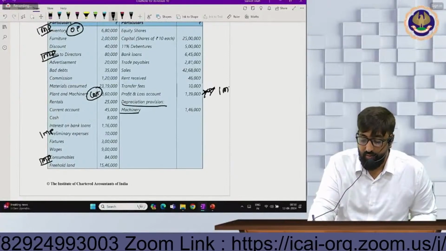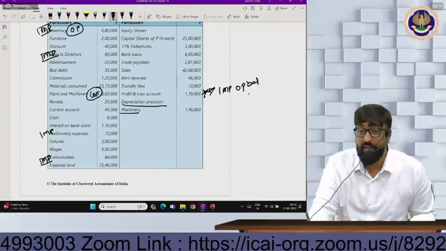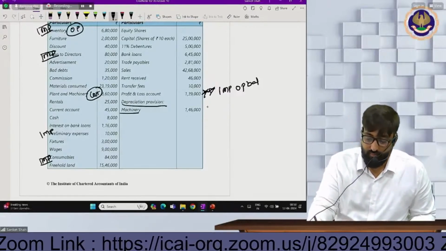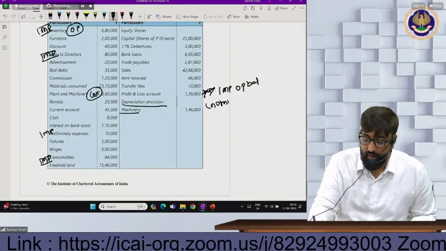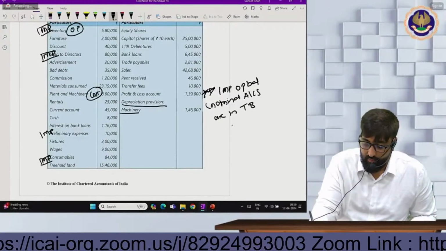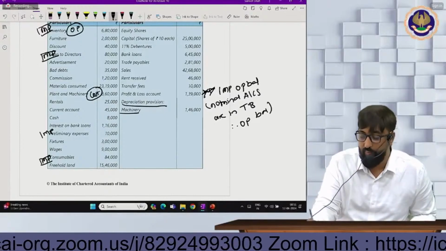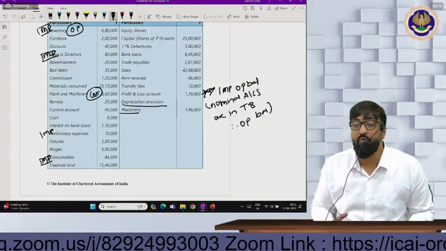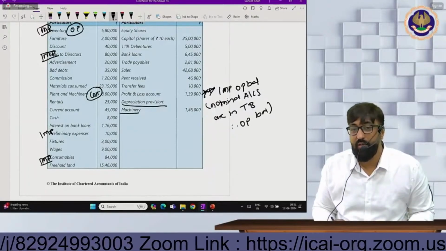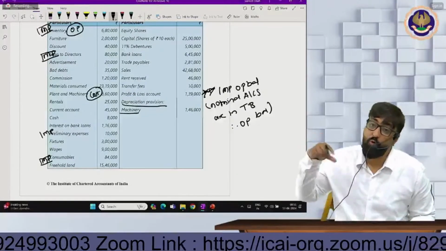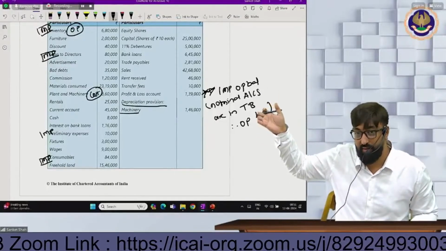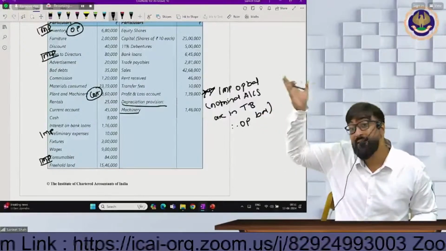Why opening balance? Yes, anyone? Puneet? Sir, nominal accounts are given in the trial balance. Very good. Nominal accounts are in the trial balance, therefore opening balance. So till now your nominal accounts have not been closed, right? Yes. Understood, Piyush ji? If there are no nominal accounts, then P&L is already closed. Therefore, in that case, it will be closing balance.